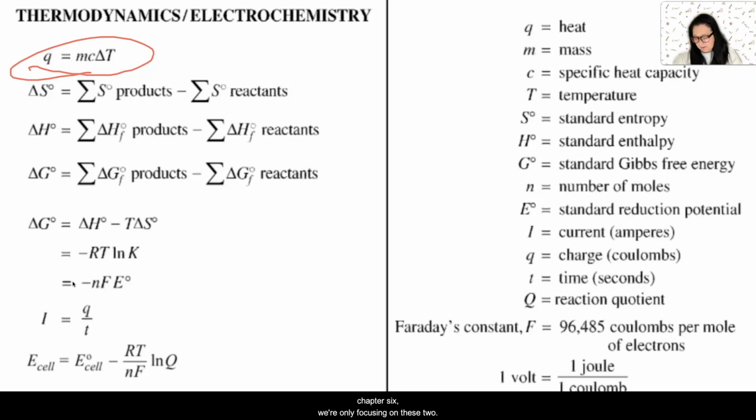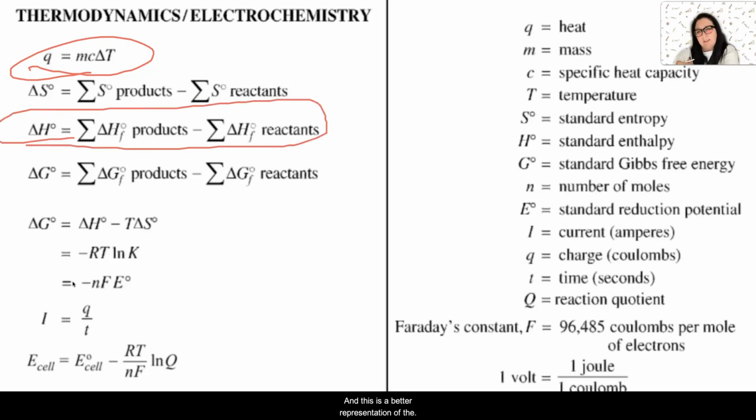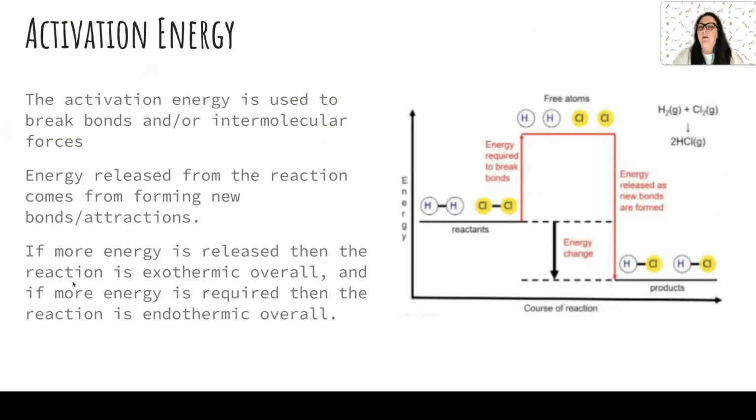For right now, in chapter 6, we're only focusing on these two, and this is a better representation of the equation that was on the last slide, because it's a screenshot, it didn't get all wonky with the formatting, but it's the same equation that we just looked at. So easy peasy in terms of calculations. We'll deal with those other equations later.